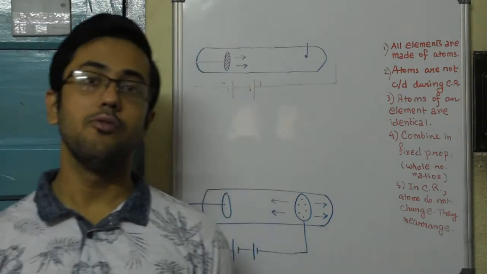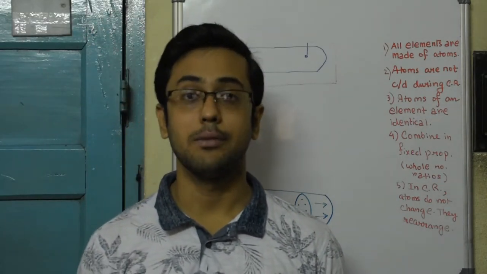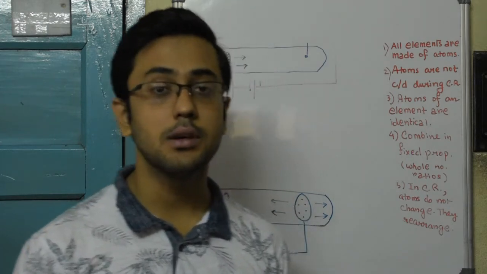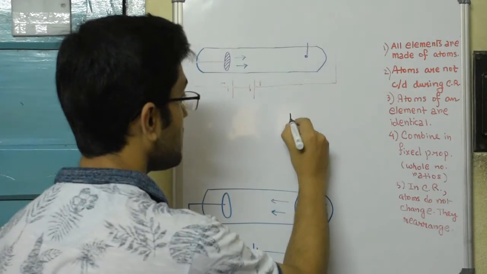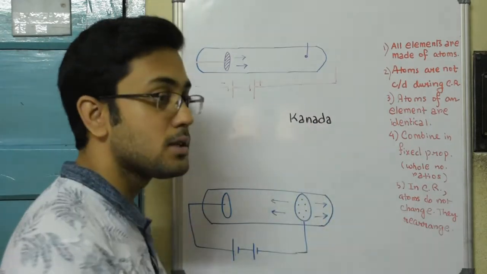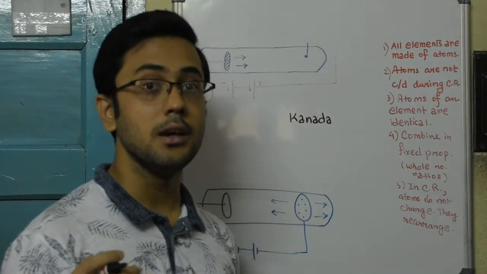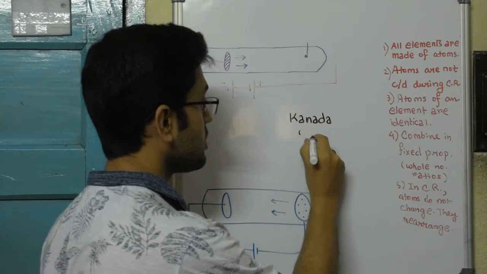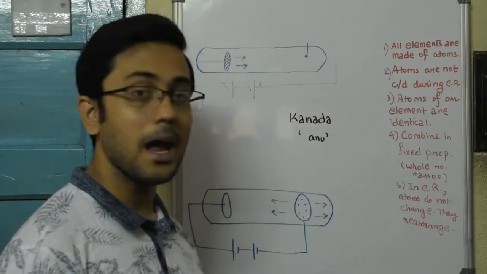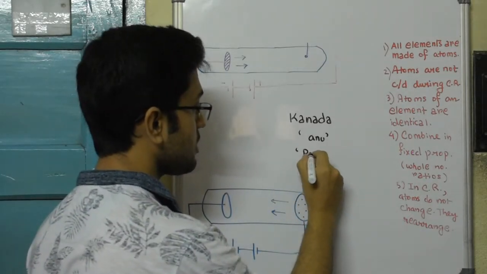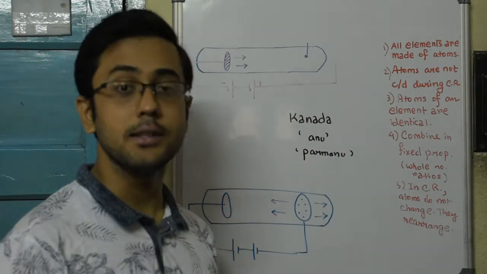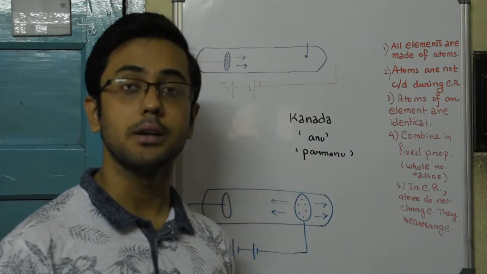Now, who was it who first gave the idea of atom? As per the Indian philosophy, it is believed that there was a certain sage by the name of Kannada who first gave the idea of the atom. He had coined the word Anu, which is a Hindi word for atom, and Paramanu, another Hindi word for the subatomic particles.